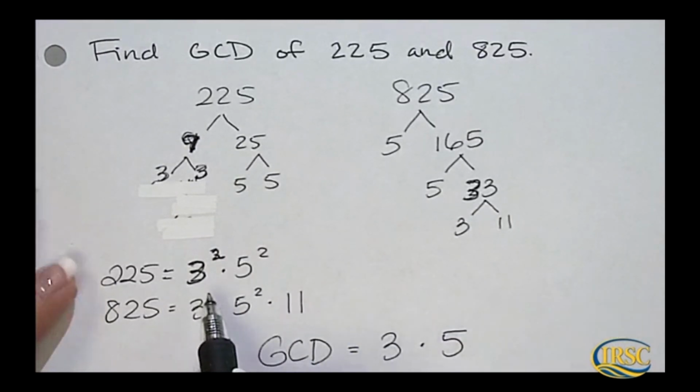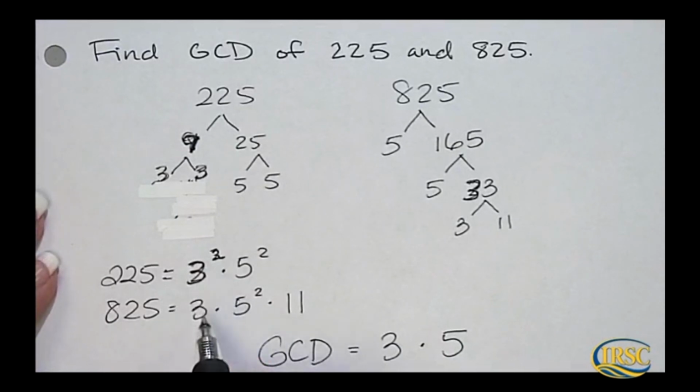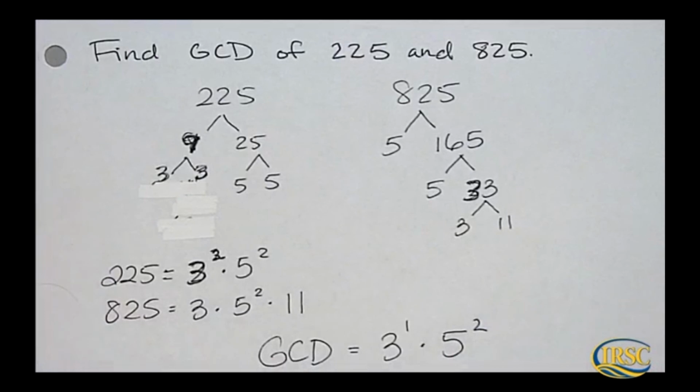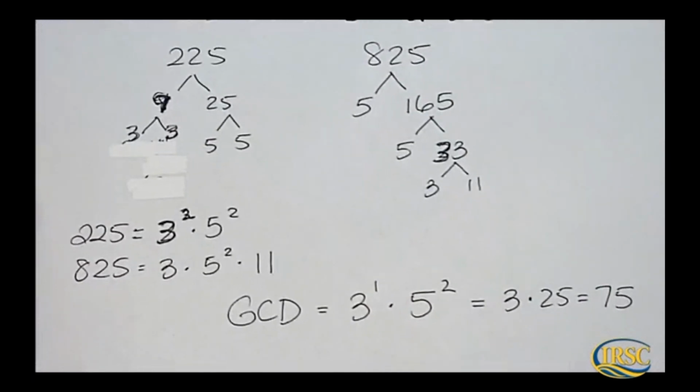And then I'm going to look at their exponents, and it says use the smallest exponent. So between 3 squared and 3 to the first, 3 to the first is the smaller one. 5 squared and 5 squared, that's both the same, so we're going to use 5 squared. So those are all the factors that they have in common. And now just multiply this out, and you have 3 times 25, which equals 75. So 75 is the GCD of 225 and 825. That is the largest number that will divide into both of those numbers evenly.